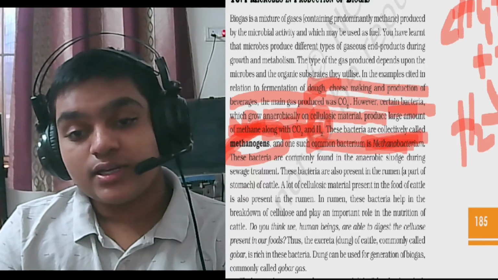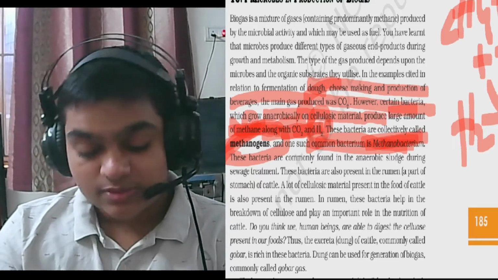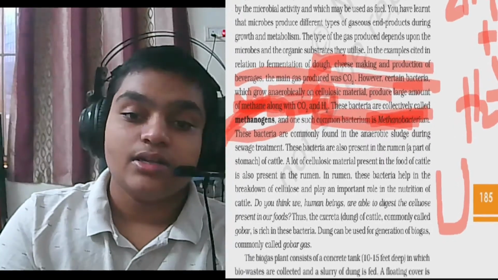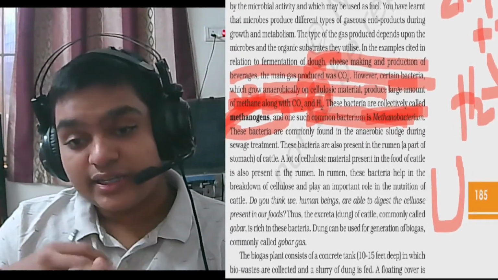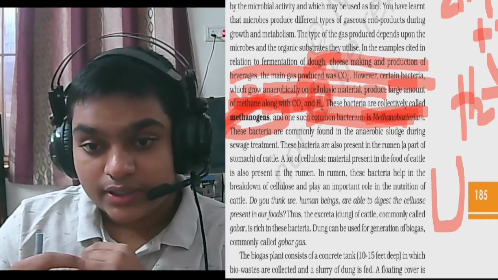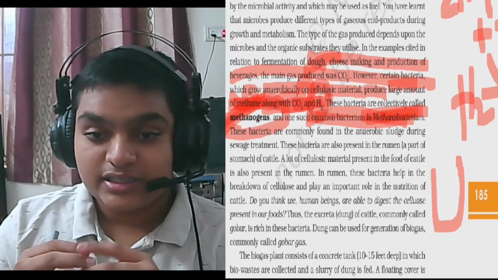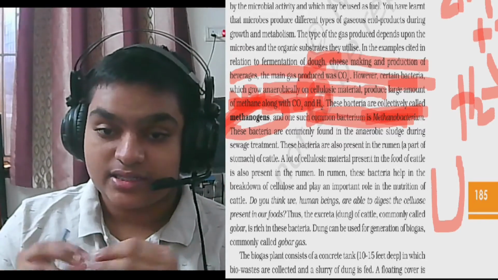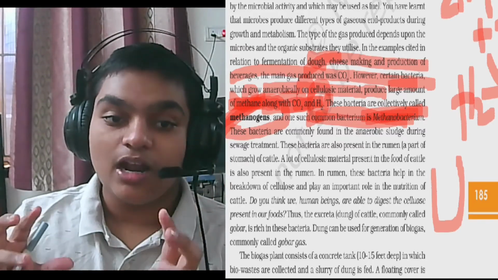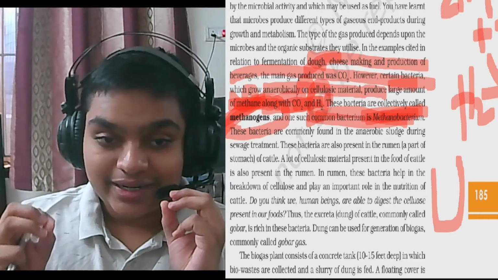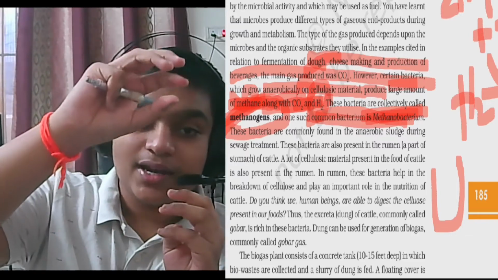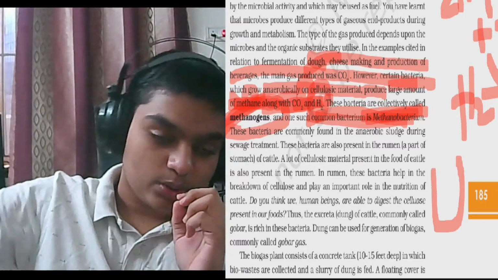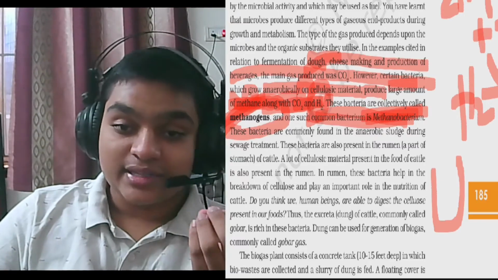What they do is, when this methanobacterium is added to the anaerobic sludge digester, it digests that aerobic bacteria and releases methane gas, and this methane gas, along with carbon dioxide and hydrogen, is sent into the gas collecting chamber, and from there it is sent through a pipe into kitchens in order to be used as a fuel.